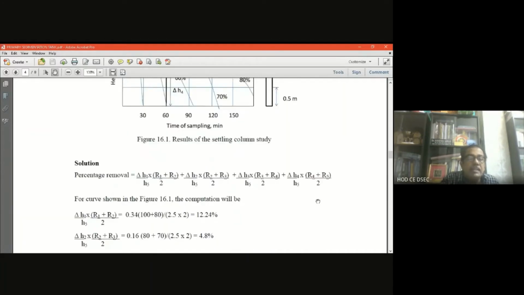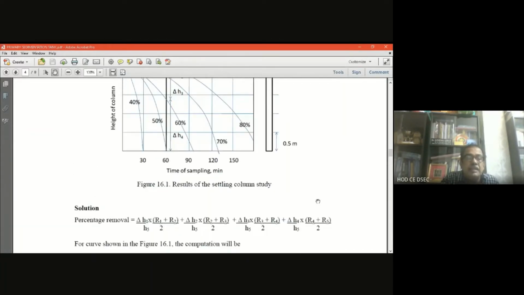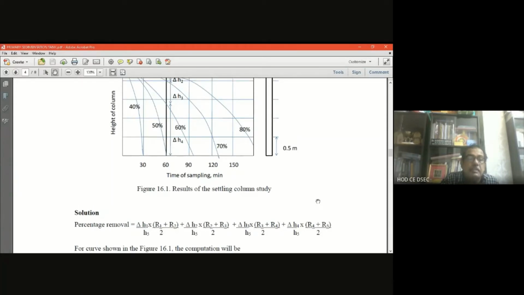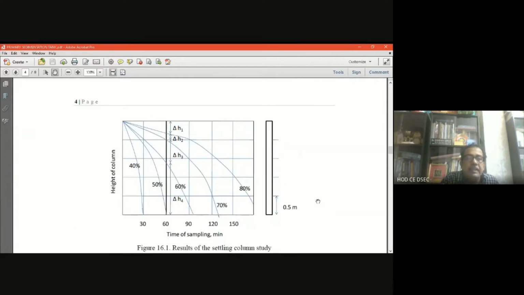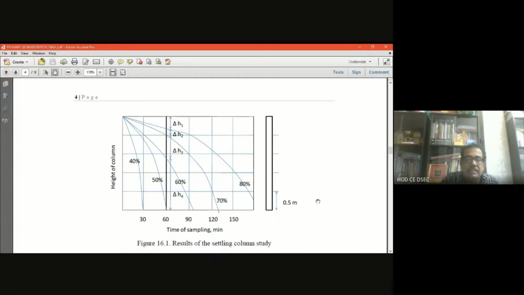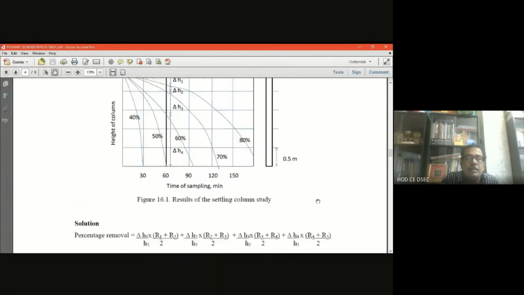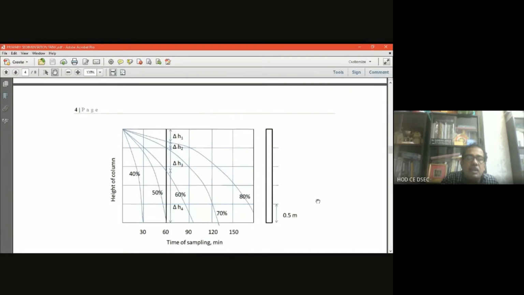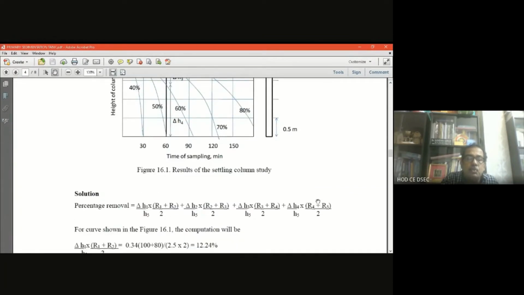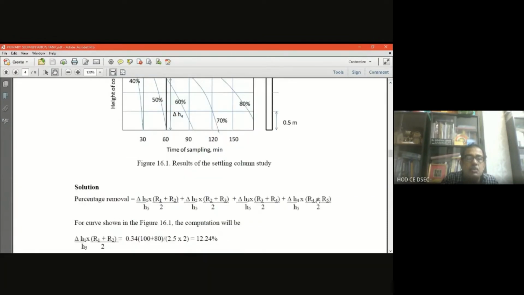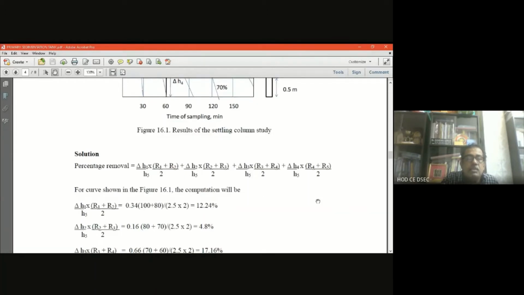So what is the percentage removal? Percentage removal is delta H1 by H5, where H5 is the total height, 2.5 meters here, into (R1 plus R2) divided by 2. Why divided by 2? Because you are taking the average of the removal efficiency. For the first case, delta H1 from the top, it is between R1 and R2, so R1 means 100 and R2 means 80.